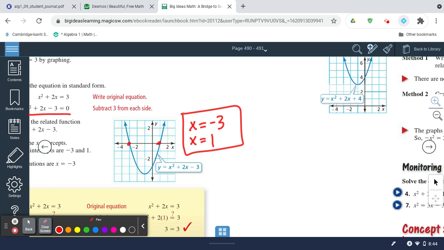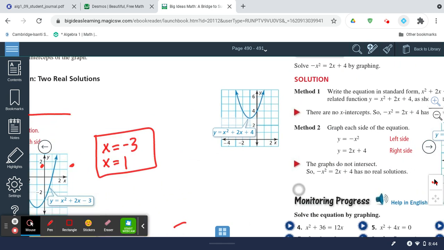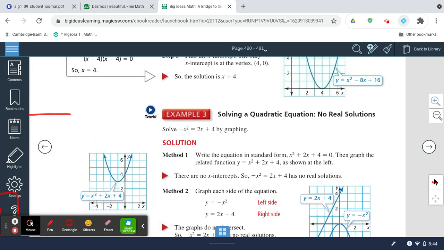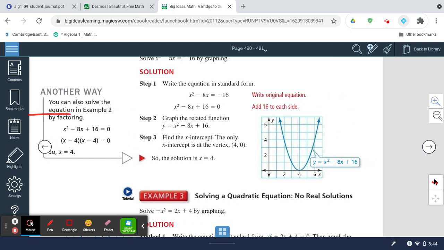All right, let's look over here. So over here I have another one where I can see I only cross that x-axis in one place. It's just right here at this 4. So my answer for this is just going to be x is equal to 4.